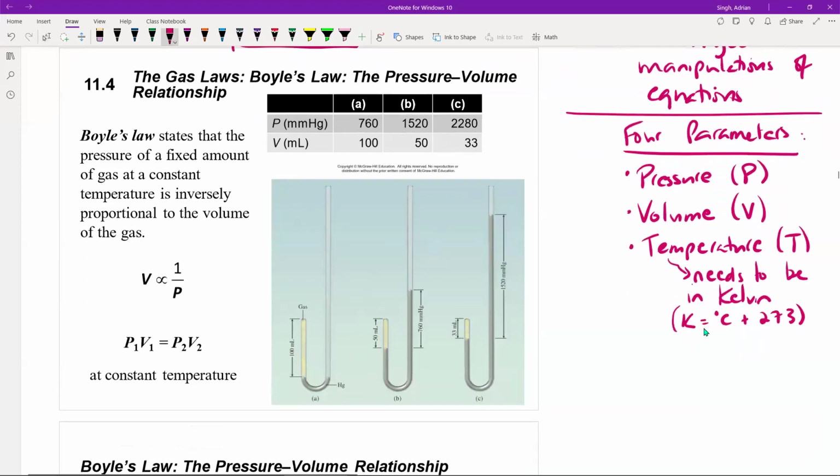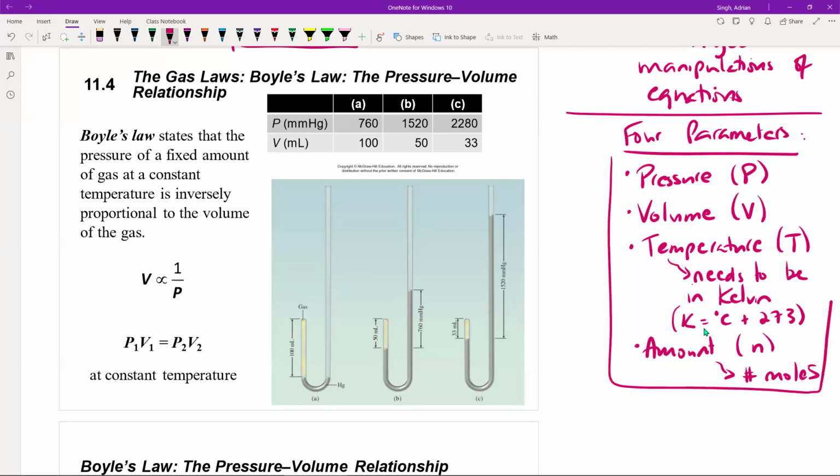And the last thing is the amount. How much of the gas do we have? This is typically abbreviated as N, and this is the number of moles, usually. But as we know already, we can be given the amount in any other unit, grams, for instance, and we should then be able to convert it to moles. So these are the four things, P, V, N, and T, that we're going to relate to each other via the use of these gas laws.